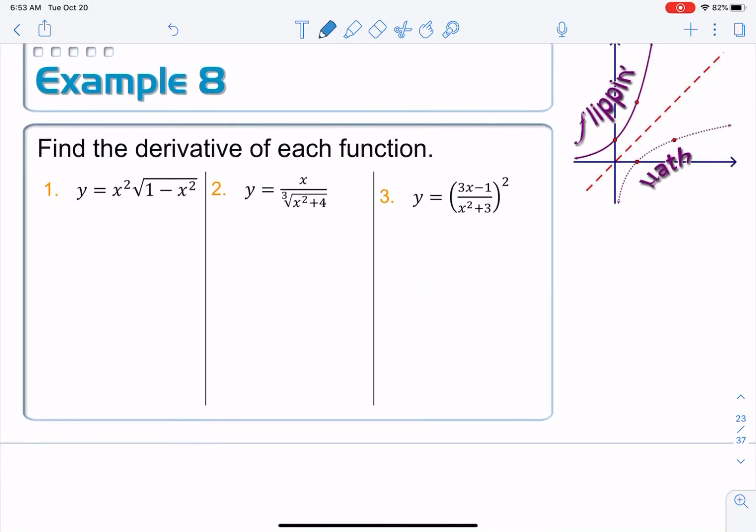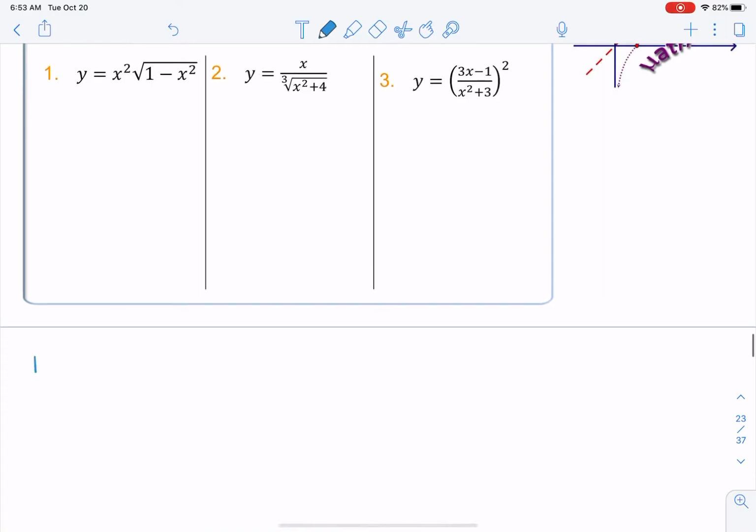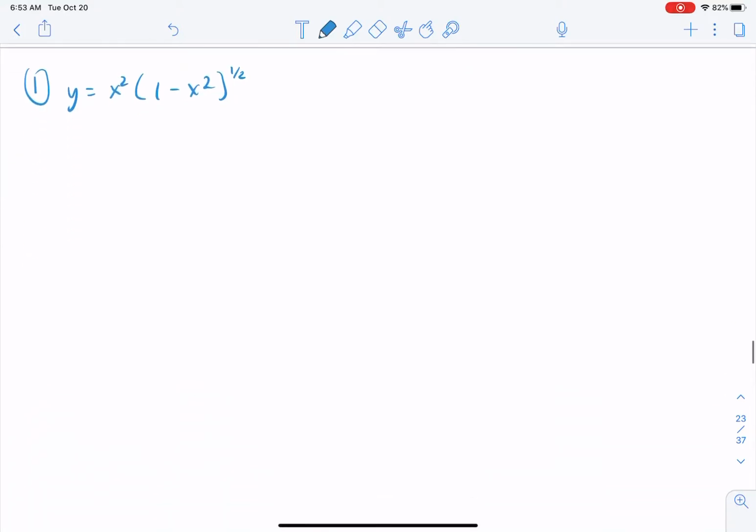So I will just scroll down just a little piece here for this first one. I'm going to rewrite it. Y is equal to x squared times 1 minus x squared to the 1/2 power. There we go. And now, is it obvious that we have to use the product rule? Because you got a function multiplied times another function. Good. So y prime is equal to the derivative of the first, 2x, times the second one, 1 minus x squared to the 1/2 power, plus first one times the derivative of the second one.